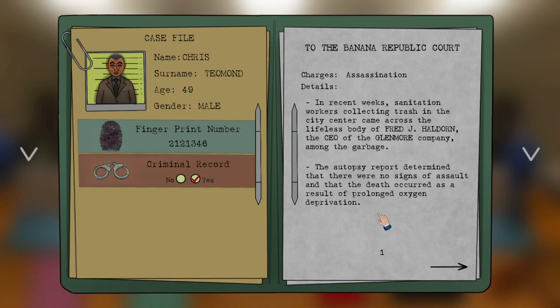Alright. In recent weeks, sanitation workers collecting trash in the city center came across the lifeless body of Fred J. Heldon or Helrin, whatever, the CEO of the Gilmore Company, among the garbage. The autopsy report determined that there were no signs of assault and that the death occurred as a result of prolonged oxygen deprivation. Oh, so he died from like not breathing.